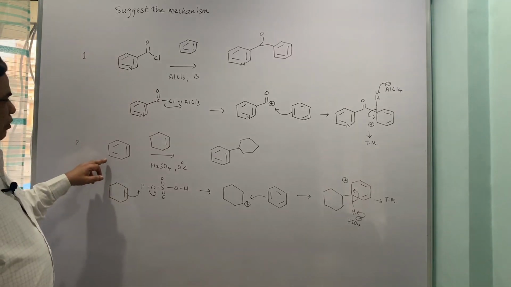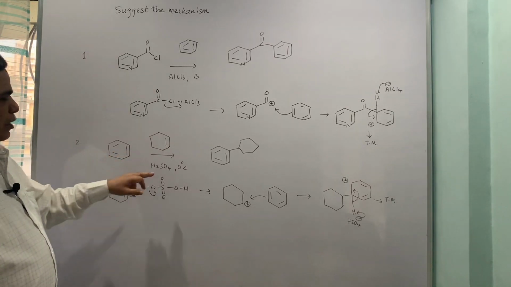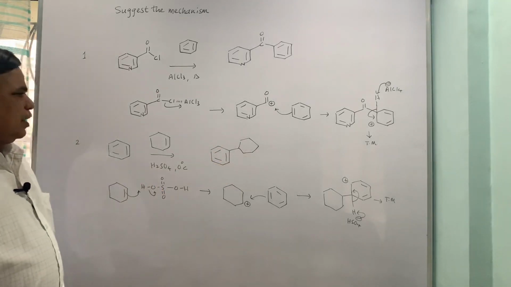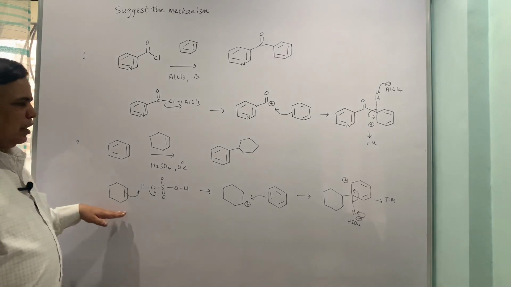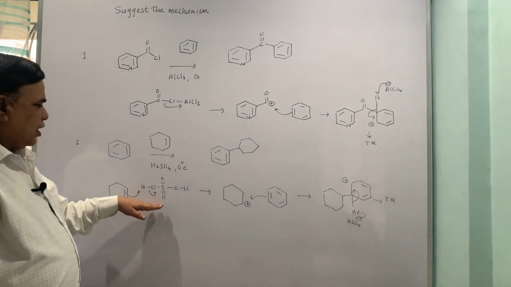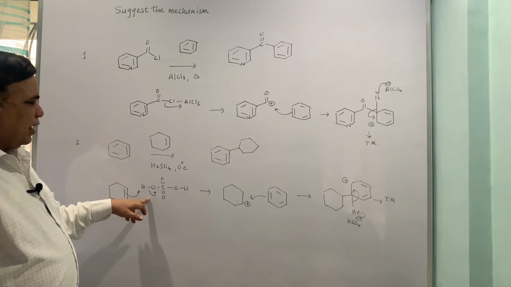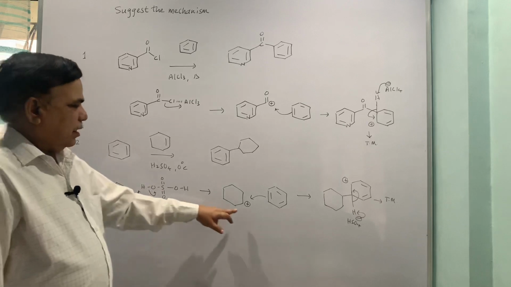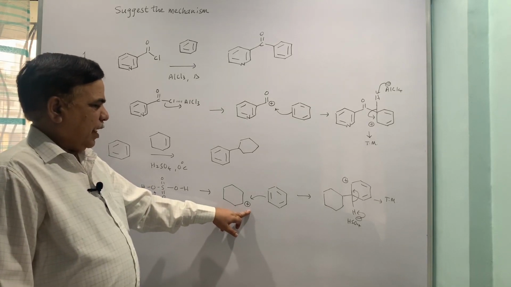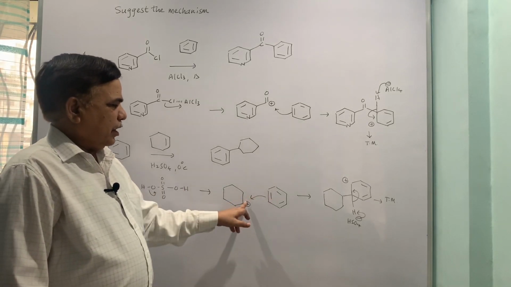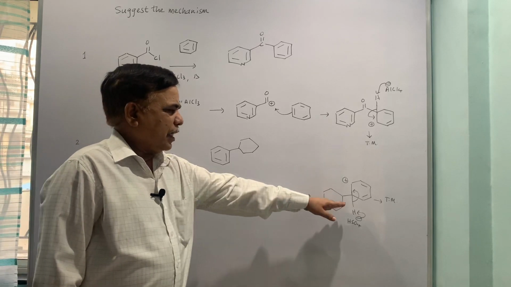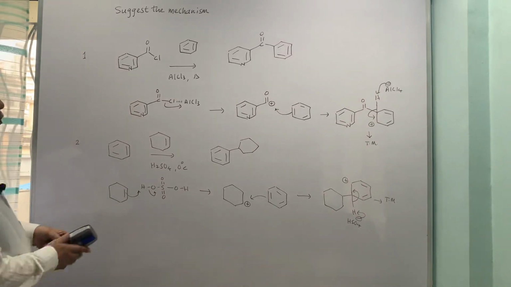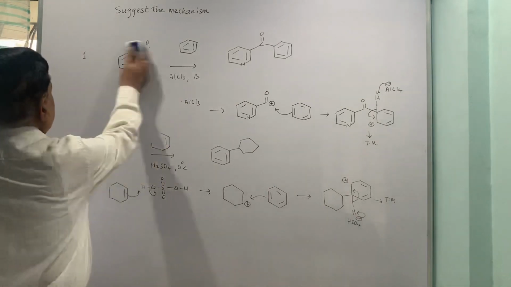Second example, benzene is treated with cyclohexene in the presence of H2SO4 at 0 degrees Celsius. You get the incorporation of the cyclohexyl group. So this is your classical Friedel-Crafts alkylation reaction, wherein the carbocation, or the electrophile, is generated when the alkene interacts with acid. You get this carbocation, which in turn interacts with benzene. You get the arenium ion, which loses a proton in due course, and you get the product, that is cyclohexylbenzene.